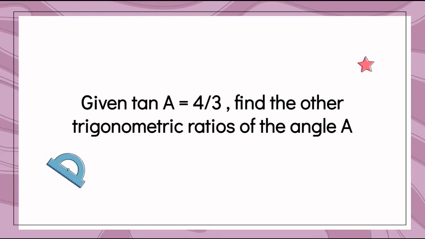In here we are given the value of tan A is equal to 4 by 3, and we have to find the other trigonometric ratios of this angle A. I'll be explaining step by step how to do these types of problems, so please follow along with me. You can also do these particular problems. Alright, let's get to the solution and look at how to do it.